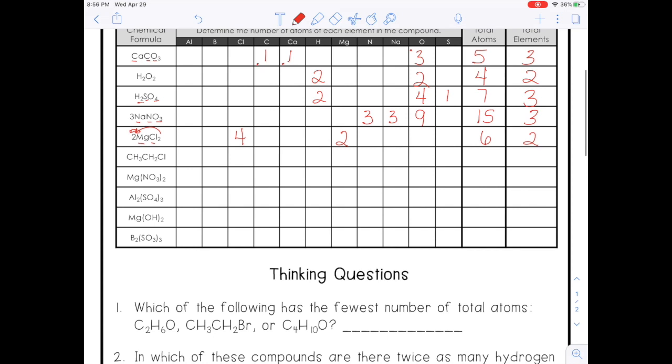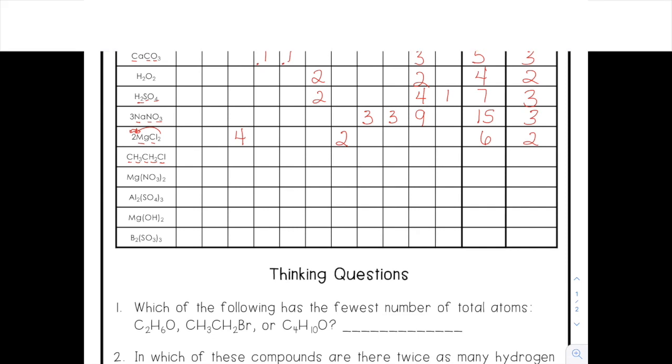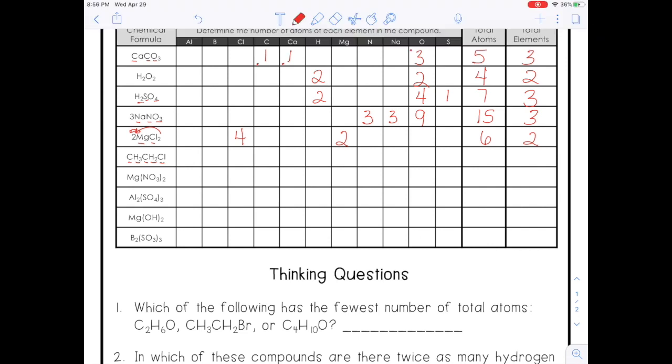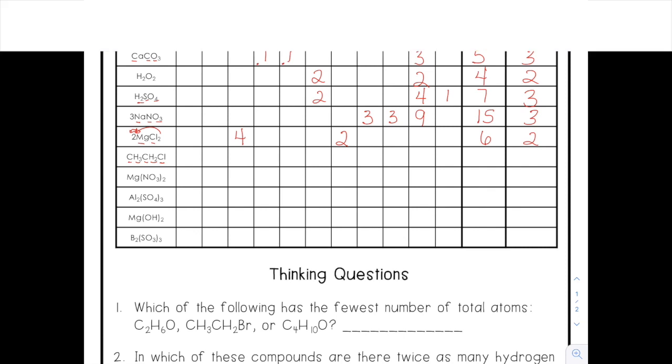Ooh, this one's going to make me do a little bit of math. I have CH3CH2Cl. We've mentioned this before, but sometimes you'll see chemical formulas written like this because of the way that the atoms are arranged. Instead of writing it out as C2H5Cl, they want to show it this way so that you can know how the molecule has arranged itself.